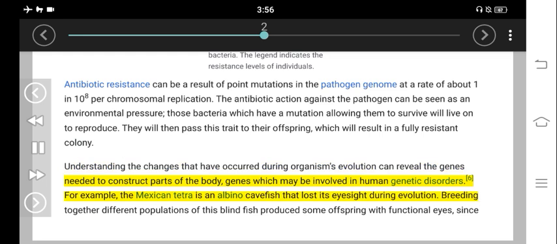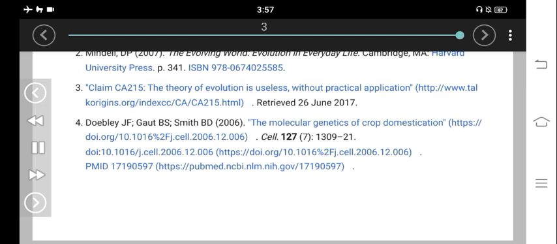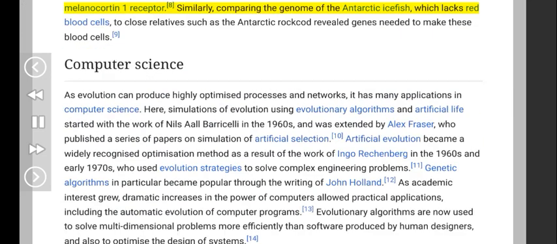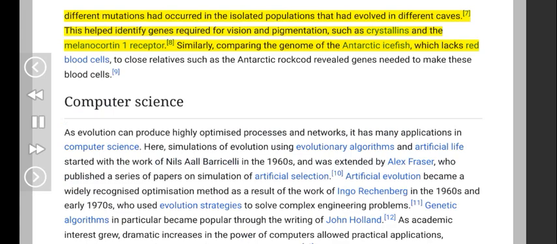For example, the Mexican tetra is an albino cavefish that lost its eyesight during evolution. Breeding together different populations of this blind fish produced some offspring with functional eyes, since different mutations had occurred in the isolated populations that had evolved in different caves. This helped identify genes required for vision and pigmentation, such as crystallins and the melanocortin-1 receptor. Similarly, comparing the genome of the Antarctic icefish, which lacks red blood cells, to close relatives such as the Antarctic rockcod revealed genes needed to make these blood cells.